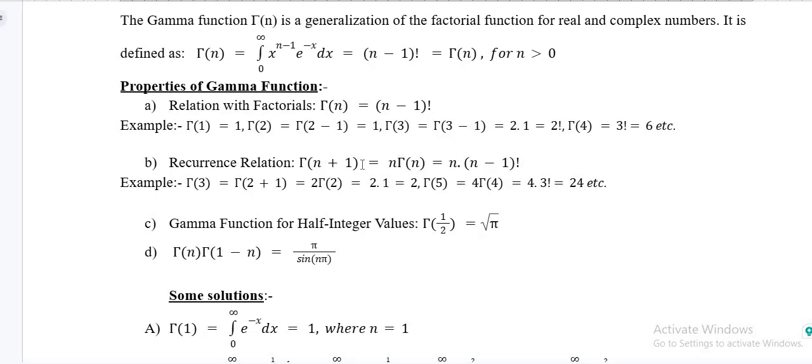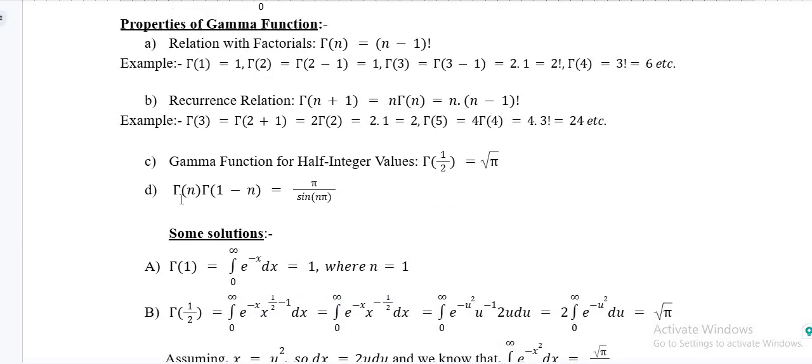So now the relation is given here. So this is gamma 3. Gamma 3 can be written as 2 plus 1. So the solution can be given as 2 into gamma 2. We know how to solve this gamma 2 thing. Gamma of half is given as root of pi. And you have another very useful relation: gamma n and gamma 1 minus n. This is equal to pi divided by sine of n pi.